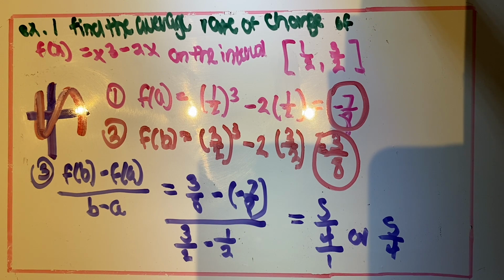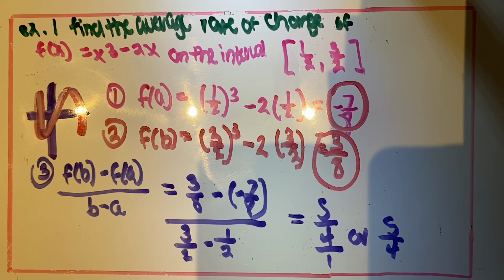Example 1 says, find the average rate of change of f of x equals x to the third minus 2x on the interval [1/2, 3/2]. We can define 1/2 as a, or f of a, and 3/2 as b, or f of b, as relates to the average rate of change formula. Remember that the average rate of change is the slope of the secant line.